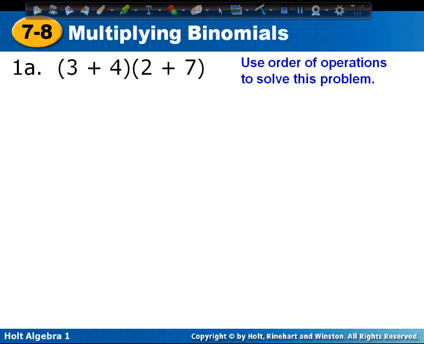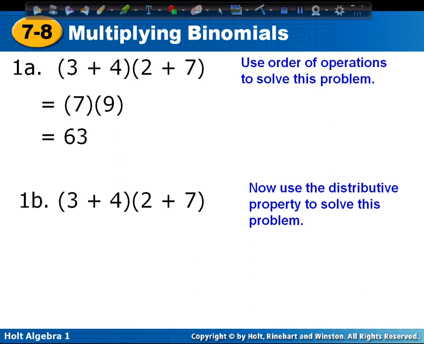Go ahead and write down number 1, or 1a. It says (3 + 4)(2 + 7). It says use order of operations to solve this problem. With order of operations, we do parentheses first, so that's what we're going to do. 3 plus 4 is 7, and 2 plus 7 is 9, and then we multiply 7 and 9 and get 63.